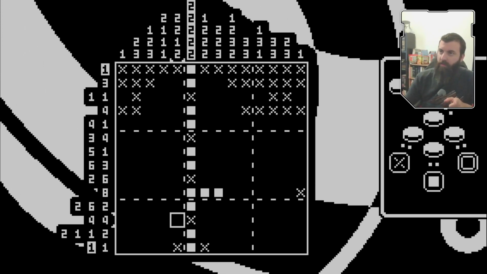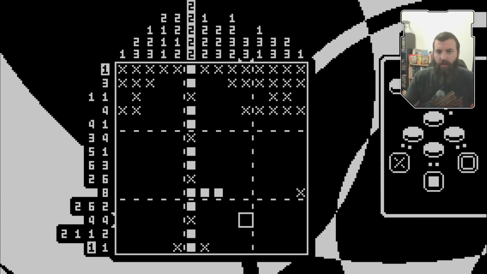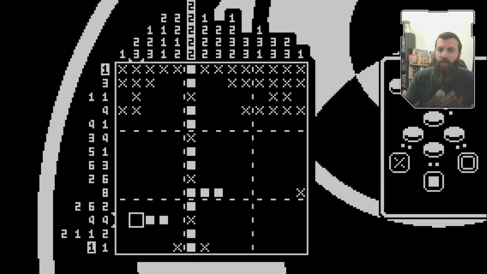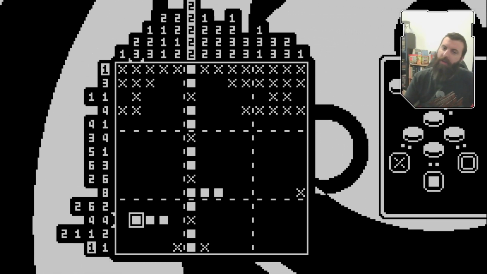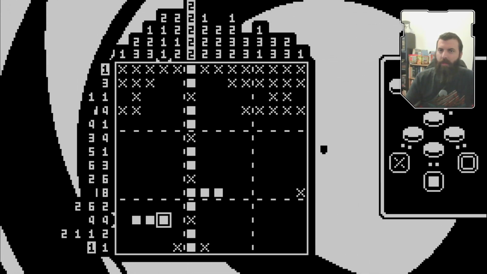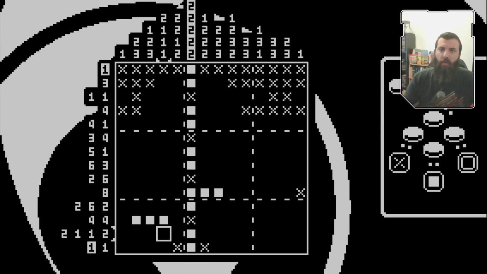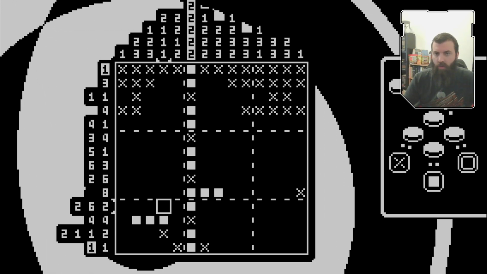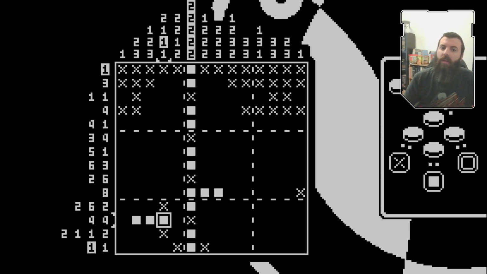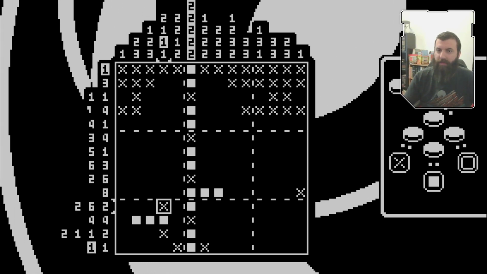Looking at this row, we've got this 4, 4. We can't fit both 4s on the right-hand side of this. So one of them has to go over here. Looking vertically, we've got this 2, 1, 1, 1. That means that this has to be one of our ones. There's just no way that it's not. That does let us close some stuff off.